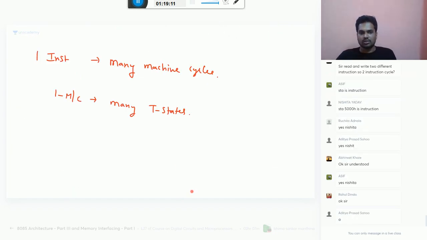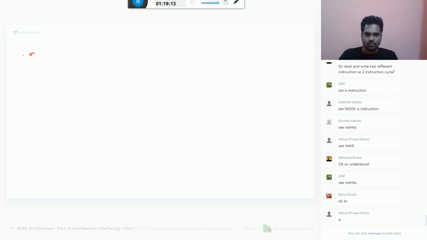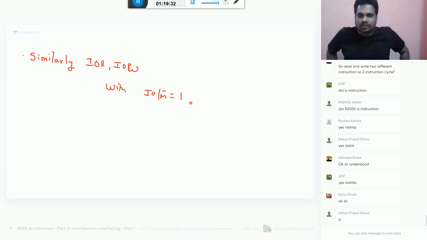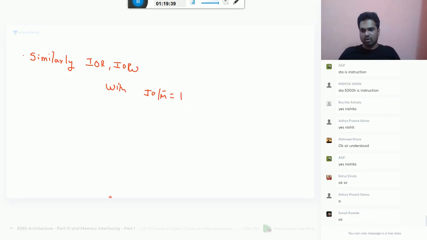Okay, next. Similarly, listen here. IO read, IO write, with IO by M bar equal to 1. What is the difference? IO by M bar will be equal to 1. Earlier, here was a memory operation, so M was equal to 0. Here it is an IO operation, so IO by M bar will be 1. The remaining signals are the same.